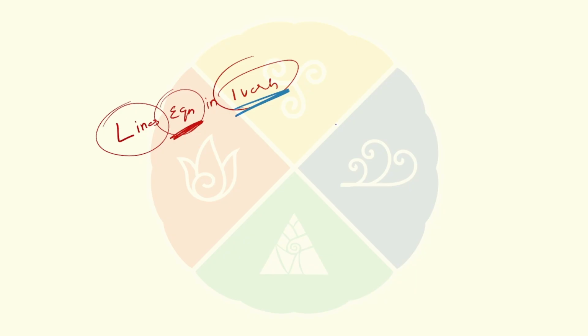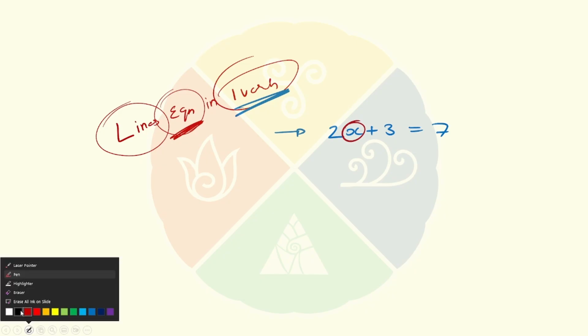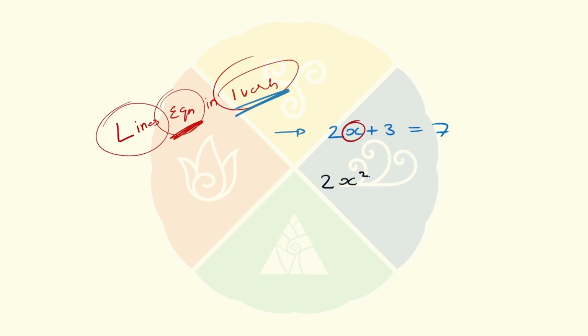If I write an equation like 2x plus 3 is equal to 7, and ask how many variables there are, you will clearly say only one variable, and that is x. If I write one more equation, 2x squared plus 3x is equal to 4, again I'm asking how many variables there are. Here you might get confused. One time x is here, one time x is here. So there is a tendency to say two variables, but no, only one variable is there. The variable used here is only x, and here also the variable used is only x.